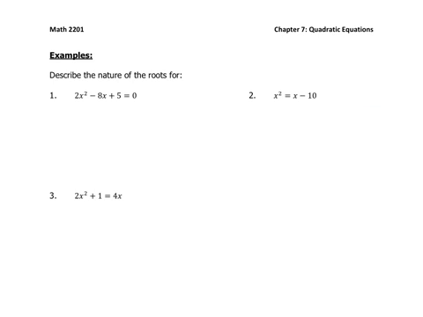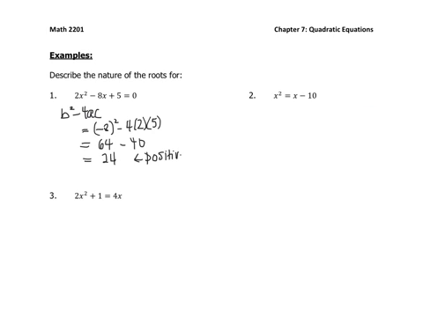So if you're asked to describe the nature of the roots for these quadratics, you basically only want to figure out what b squared minus 4ac is, the stuff that's underneath the root sign in the quadratic formula. So in this case here, b squared would be negative 8 squared, minus 4ac, which would be 64 minus 40, or positive 24. So this is positive, which means we'd be expecting 2 real and different or unequal roots.